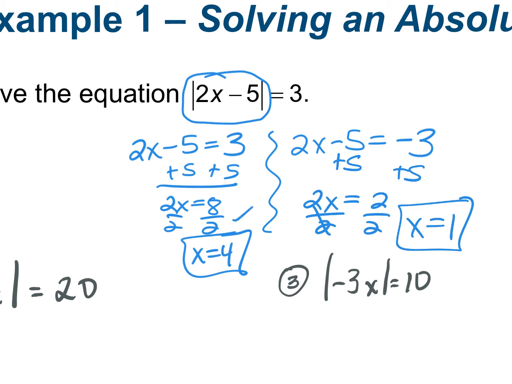Plug in 1. What is 2 times 1? 2. What's 2 minus 5? Negative 3. What's the absolute value of negative 3? Positive 3. So does x equals 1 work? Yes, you're good. Is it going to work every single time? No. All right, and we'll show you when it doesn't. Are you going to have a time when one of them works and one of them doesn't? No.